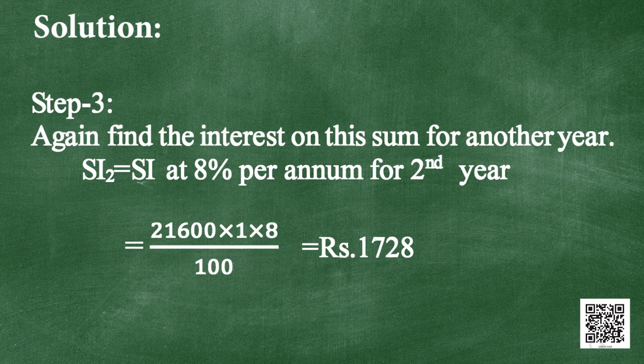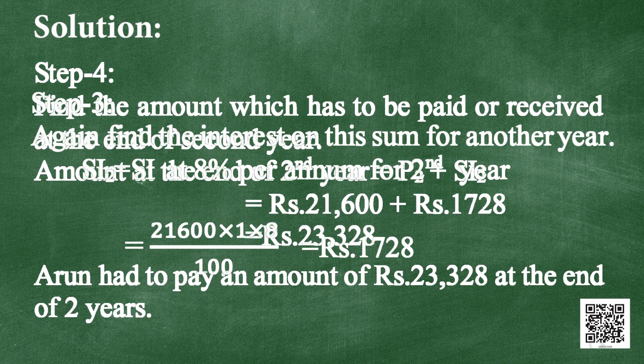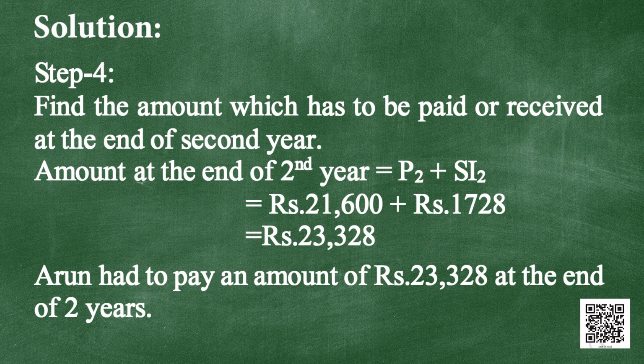In step 3, again find the interest on this sum for another year. So, SI2 is equal to simple interest at 8% per annum for the second year. Make a note, our principal now is rupees 21,600 multiplied with the time, which is again 1 year, multiplied with the rate of interest, which remained the same, that is 8%, divided by 100. So, that is equal to rupees 1,728.